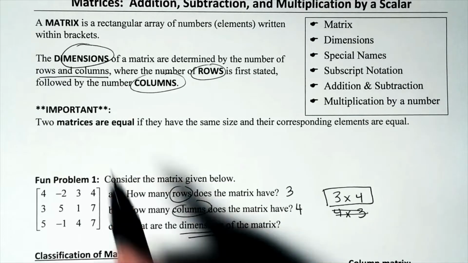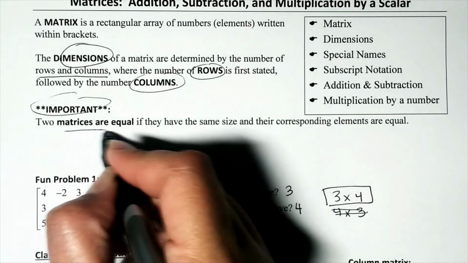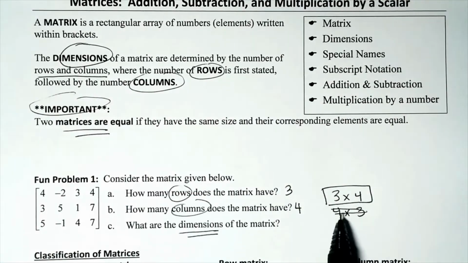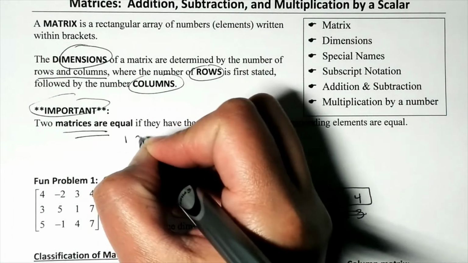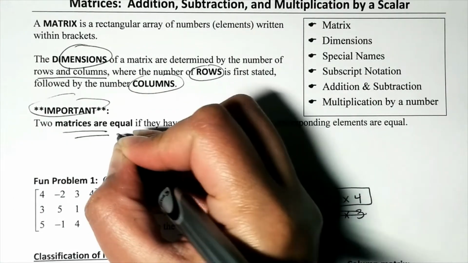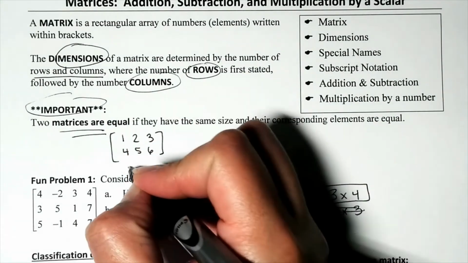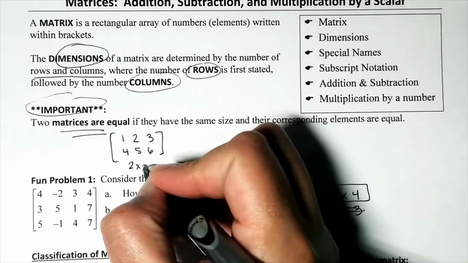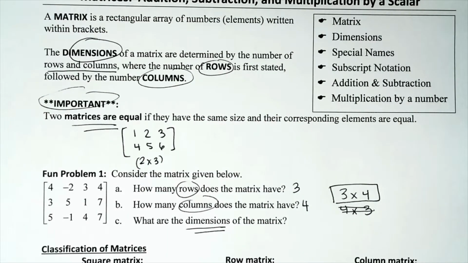Now, something that I overlooked was equal matrices. How can we tell? Matrices are equal if they are of the same size and their corresponding elements are equal. I don't know what that means, so let me make it up. Let's just say I have a matrix with 2 rows, so this will be a 2 by something, and 3 columns. So I have a matrix that's 2 by 3.